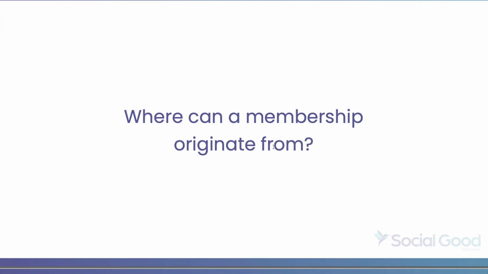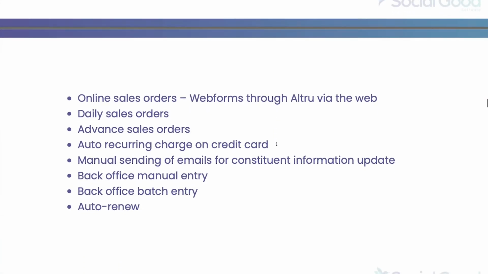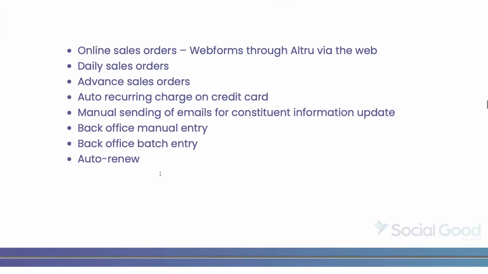Where can a membership originate from? A membership can come from many different places. It can come from an online sales order. It can come through daily sales. It can come through advanced sales. It can come as an auto recharging on a credit card. It can come from manually sending emails to constituents information. It can come from the back of office. It can come from batch. And it can also come from an auto renew. So tons of different places where memberships can originate from.